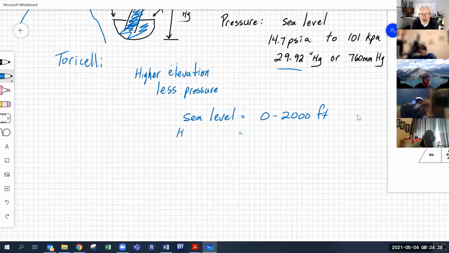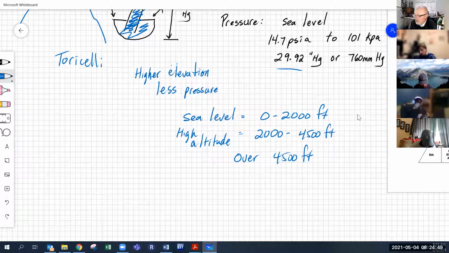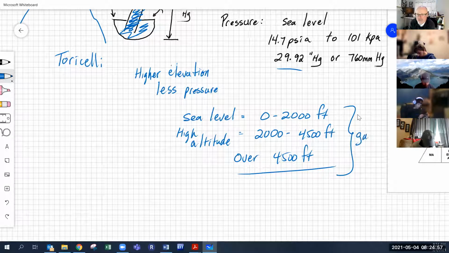And high altitude is considered from 2,000 to 4,500 feet above sea level. And anything over 4,500 feet is considered to be extra high altitude. Now, this becomes important to us as gas fitters, because at higher elevations, things burn differently.